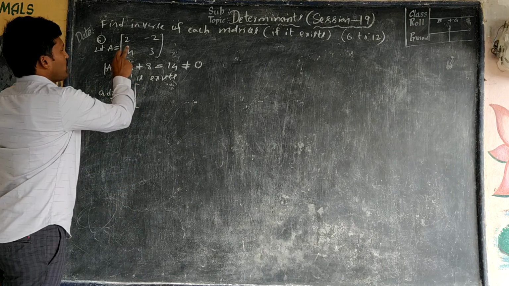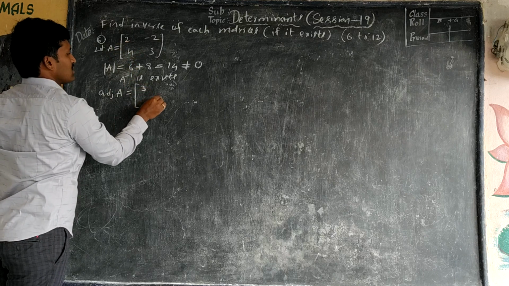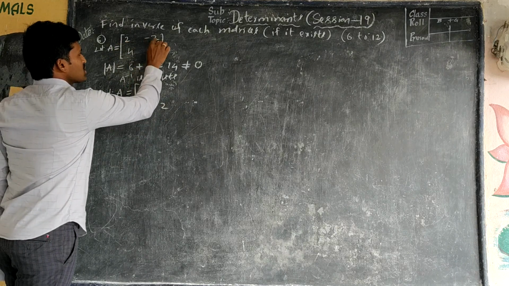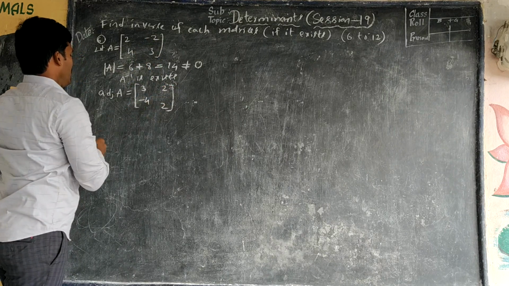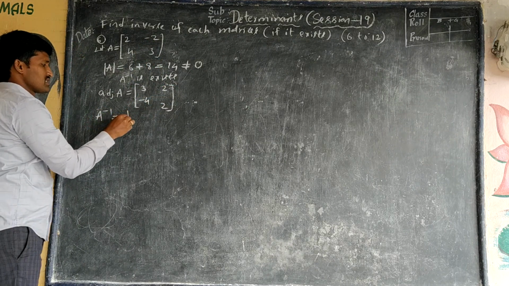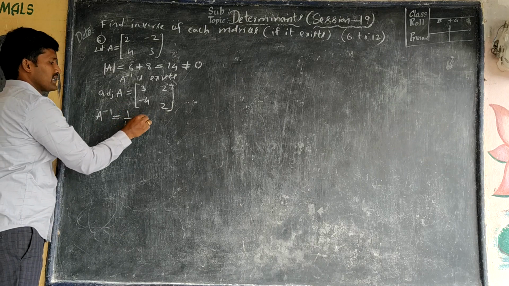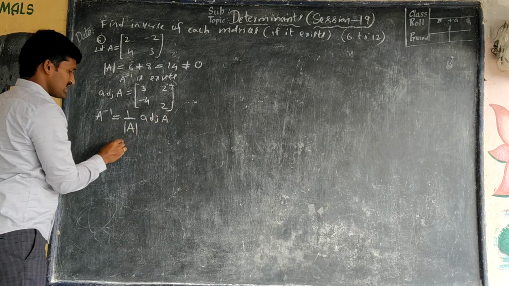How to find adjoint A for 2 by 2? Interchange the diagonals: 3, 2. Change the sign for this 2: minus 2 becomes plus 2, 4 becomes minus 4. Now I am writing the A inverse matrix. What? 1 by delta A into adjoint A.